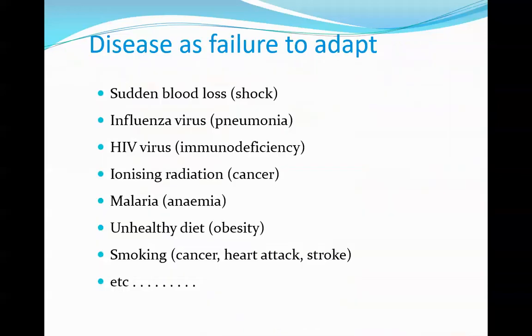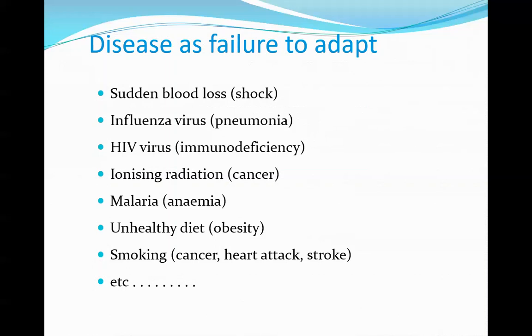Clear? Okay. Now there are diseases as failure to adapt. For example, if the blood is going out slowly and gradually, for example, if somebody has piles, hemorrhoids, the blood is oozing out slowly, it will not affect the person. Or somebody has a peptic ulcer or gastric ulcer, the blood is oozing out very slowly, it will not harm that person. But if the person had a road traffic accident, what will happen? A lot of blood will go out. That is not adaptable, and the patient will go into shock. This is called hypovolemic shock, Dr. Rehan.